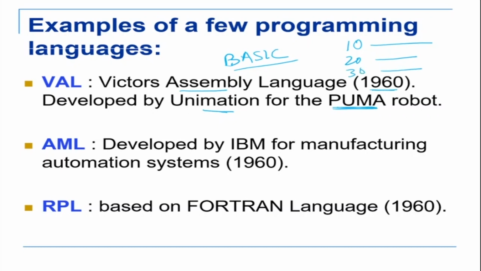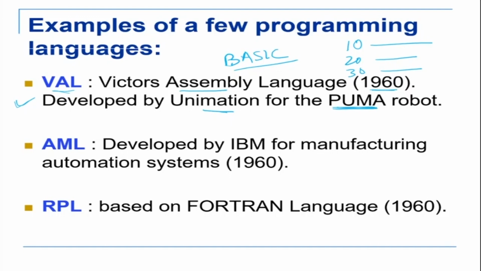Now with time we have had VAL 1, VAL 2, and most of the industrial robots today, 95%, use some derivative of VAL. So the commands are more or less similar. So this is one which is still there, and as it is used in 95% of cases, we'll be studying VAL only, VAL 2.